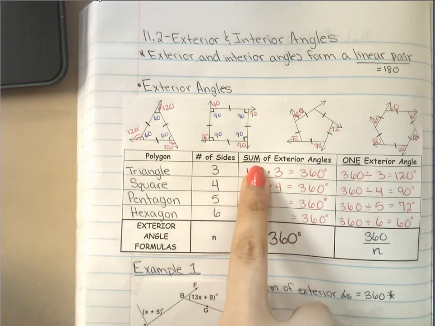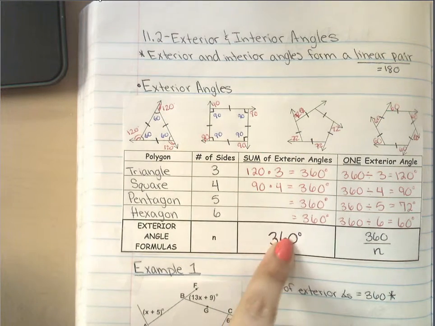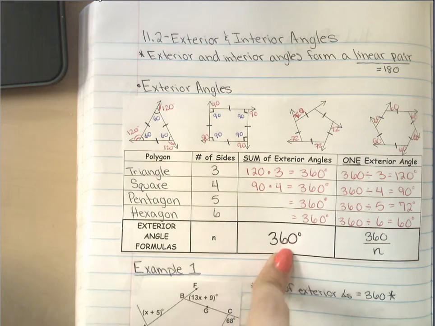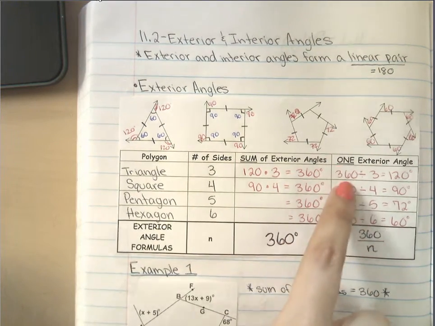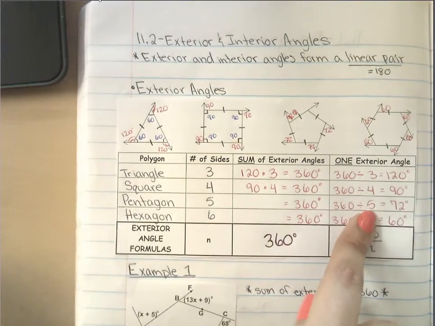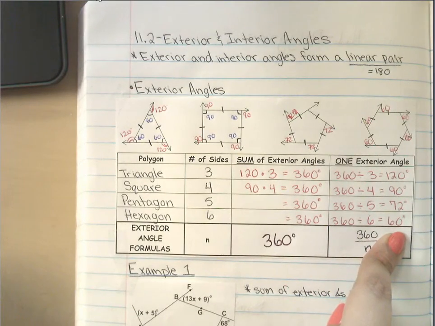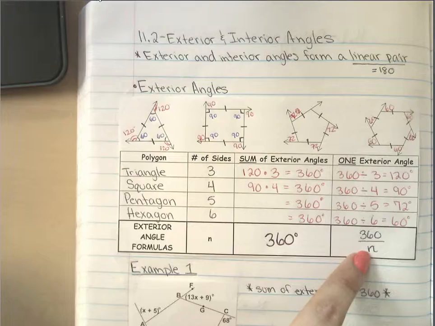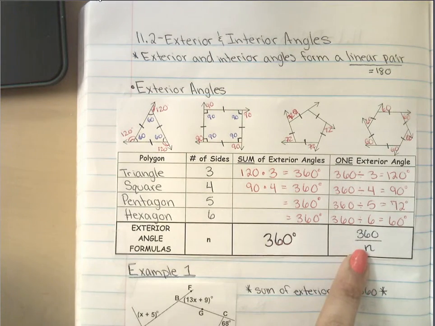The sum of exterior angles for any shape, doesn't matter how many sides you have, is always going to be 360. If you just want to find one of the exterior angles, you take that 360 and divide it by the number of sides, and that gives you the measurement of one exterior angle. So the formula is 360 divided by n. We use n to represent the number of sides.